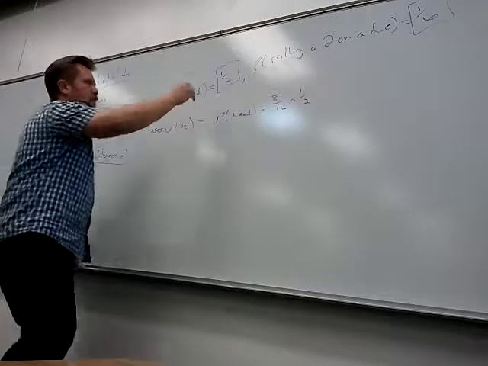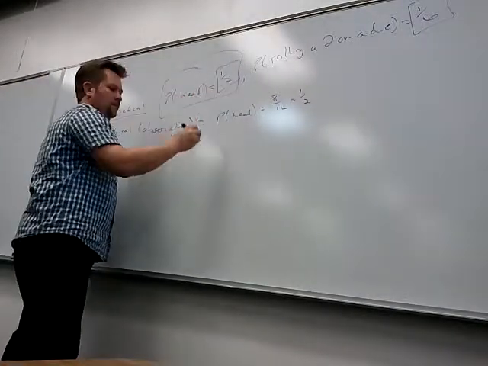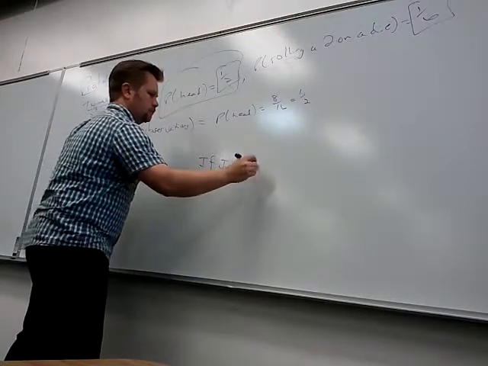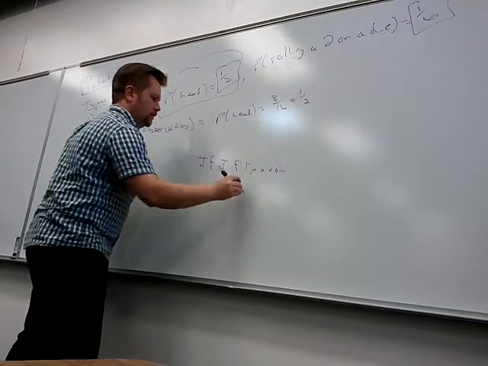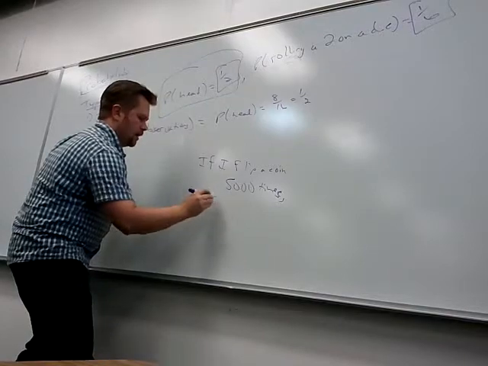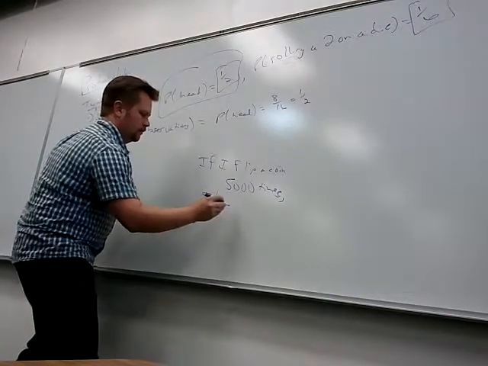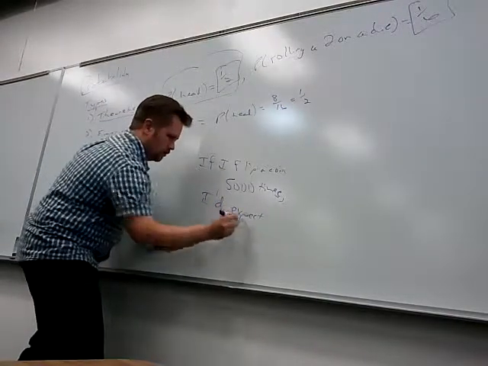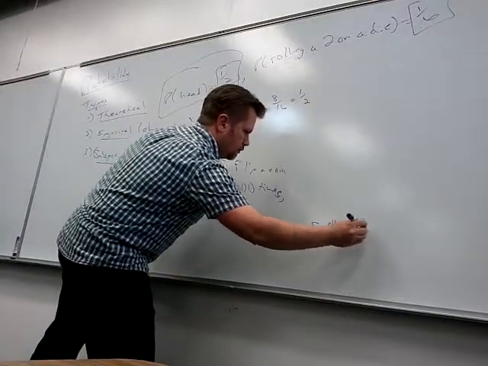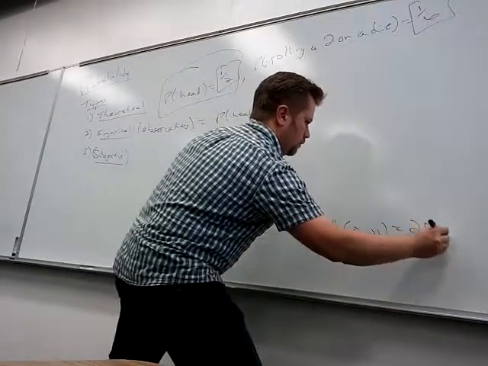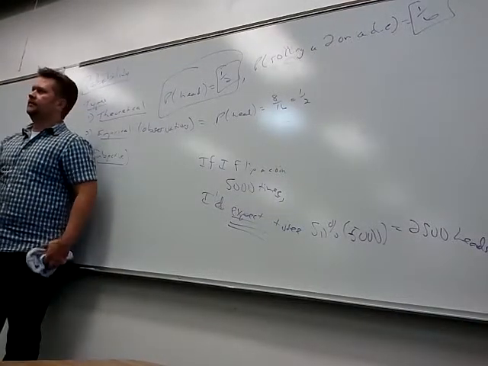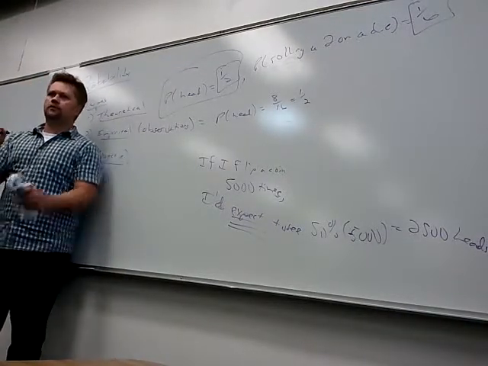So really, the question I could ask is, what does this mean? That means you could say, if I flip a coin 5,000 times, I'd expect to see 50% of 5,000, 2,500 heads. I'd expect to see that, or close to it, right?